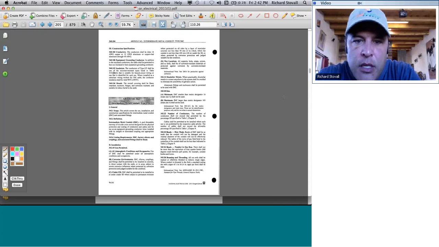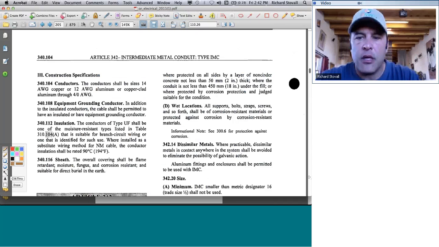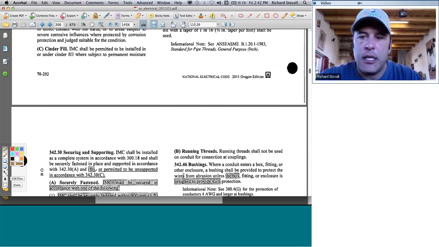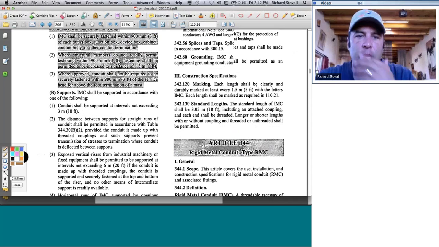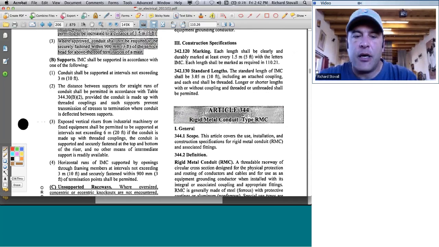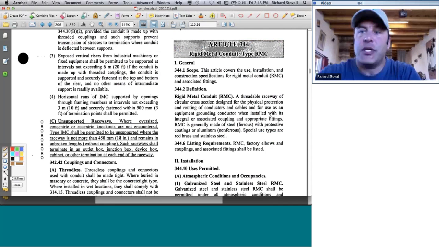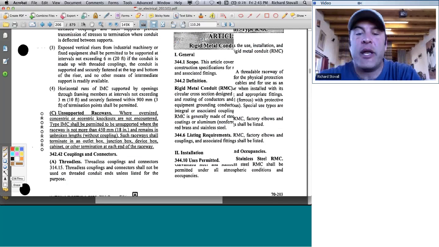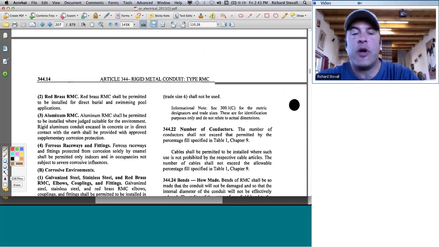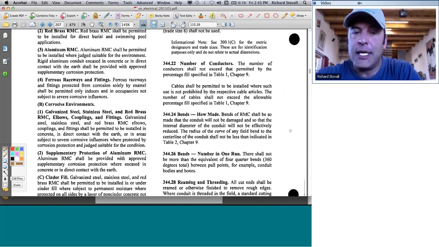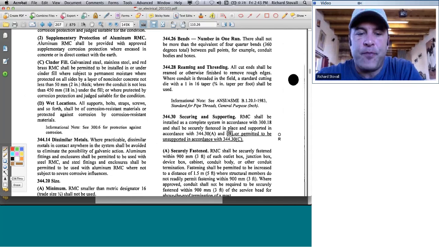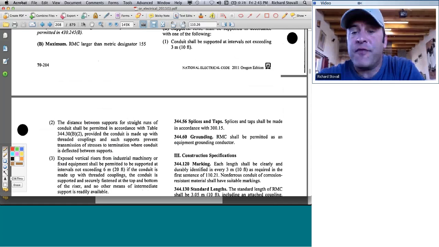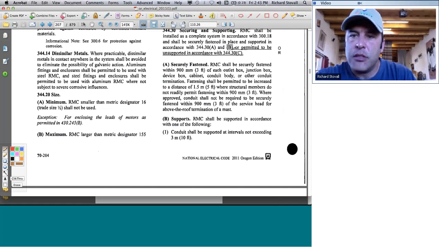Okay, so here's this IMC, okay? It has its own requirements for supporting and securing. It doesn't seem to have thermal coefficients associated with it, but rigid metal conduit, maybe it's more likely that you're going to get a question about rigid metal conduit. In the same way that there were these specific requirements for PVC in terms of the supports and the expansion coefficients and various other parameters, the same thing exists for rigid metal conduit. Okay, let me see if I can find that in here.